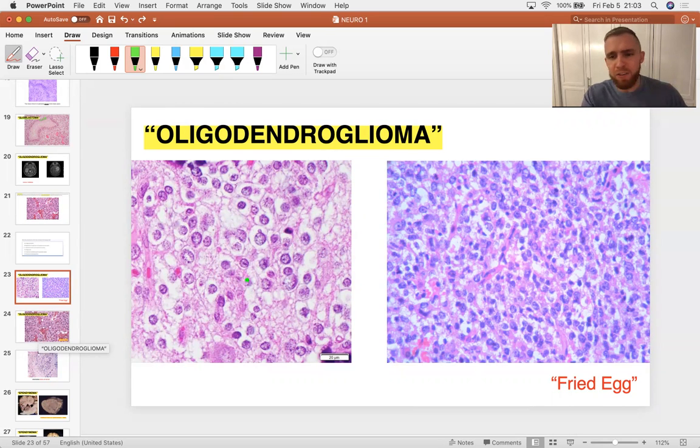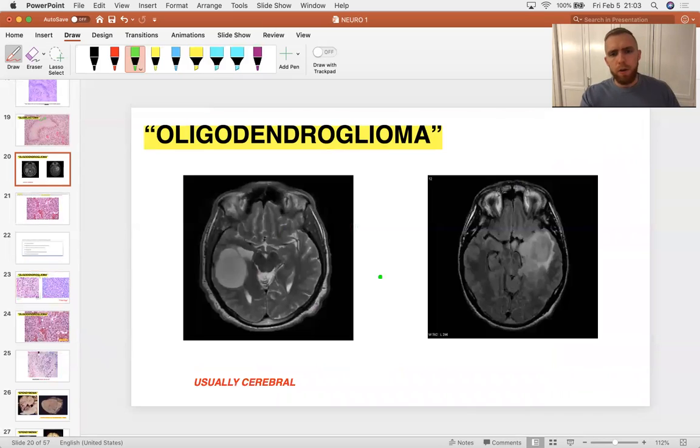Now, these are fried eggs on histology. I really don't need to say anymore. You've got 2 eyes. You can remember that this is the only brain tumor that has this blown up fried egg appearance. Here's what it looks like on a scan. It's going to be a cerebral tumor, usually in adults.